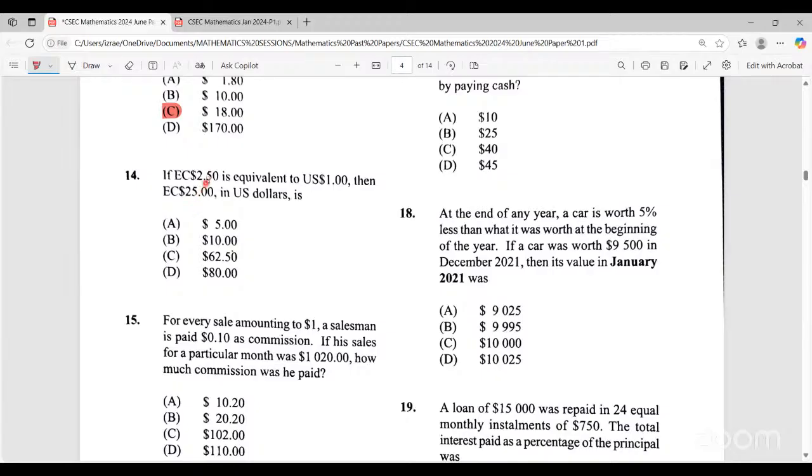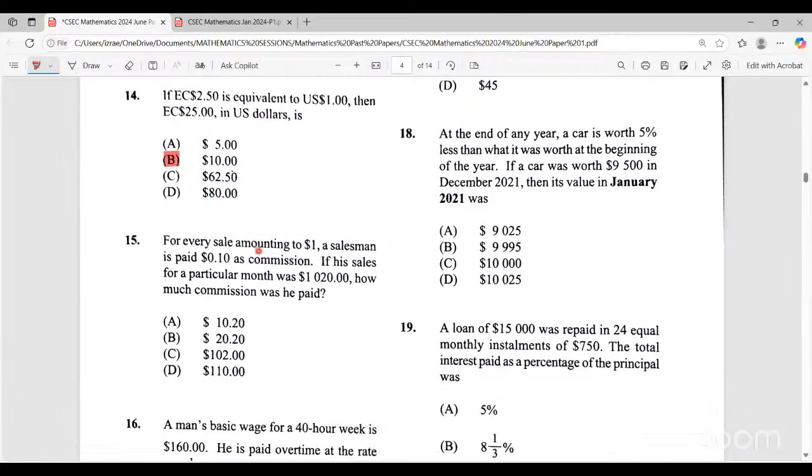Number 14. EC 2.50 is equivalent to 1 US, then 25 EC in US is? This is just 10 times this. So if it's 10 times, I just go 10 times on this. That'll give me what? 10 US dollars. So you didn't have to know much maths to figure that one out. This is 10 times this, so just 10 by 1 to get you $10 US. Easy stuff. That's B.